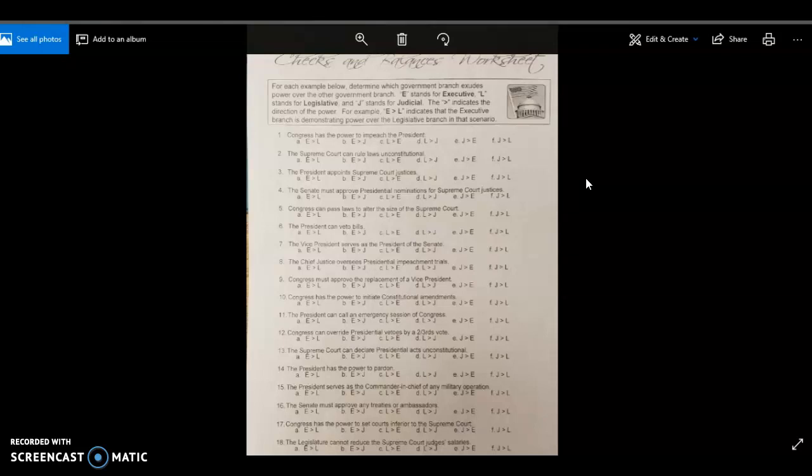And again, let's remember, you can answer these on a separate sheet of paper and take a picture. You can do this in a Word document, whatever works best for you. But let's look at number one.